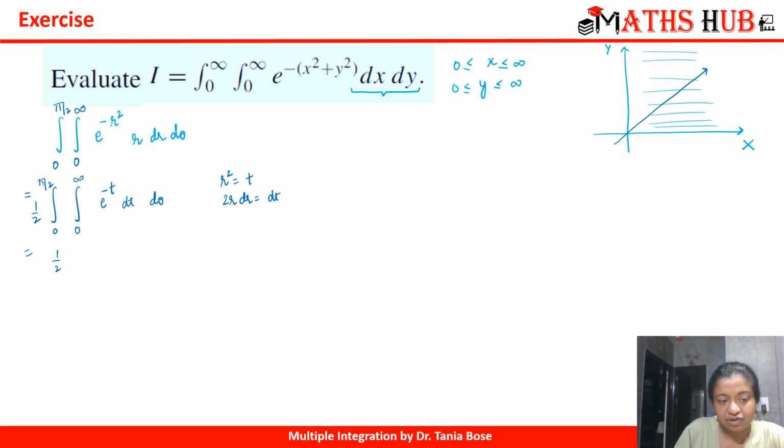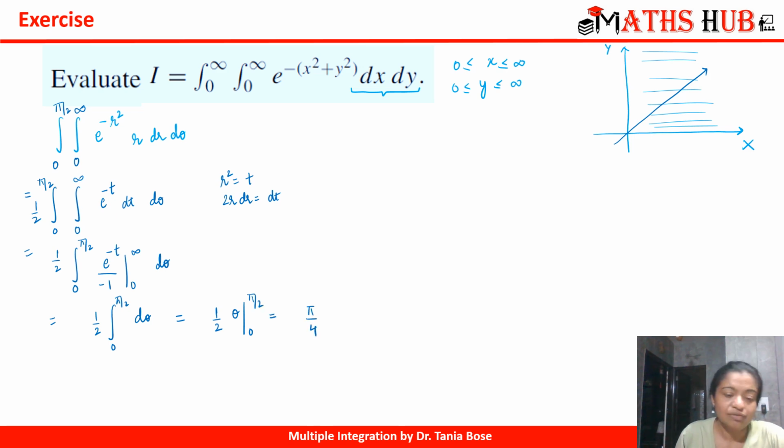So this is half, 0 to pi by 2, integration of e to the power minus t is e to the power minus t by minus 1, limits from 0 to infinity, and then we will integrate it with respect to theta. So this is half, 0 to pi by 2. Now e to the power minus infinity will become 0 and e to the power 0 will become 1. So 0 minus 1 is minus 1. So minus 1 and minus 1 cancel and we simply get d theta. From here, this is half theta from 0 to pi by 2. So that becomes simply pi by 4.